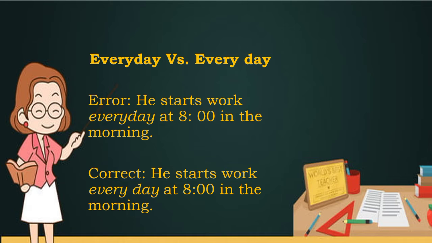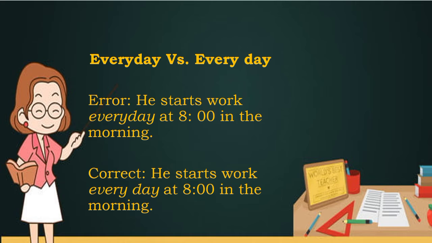The third one is everyday versus every day. Everyday is an adjective we use to describe something that's seen or used every day, while every day is a phrase that simply means each day. So for example: He starts work everyday at 8 in the morning.